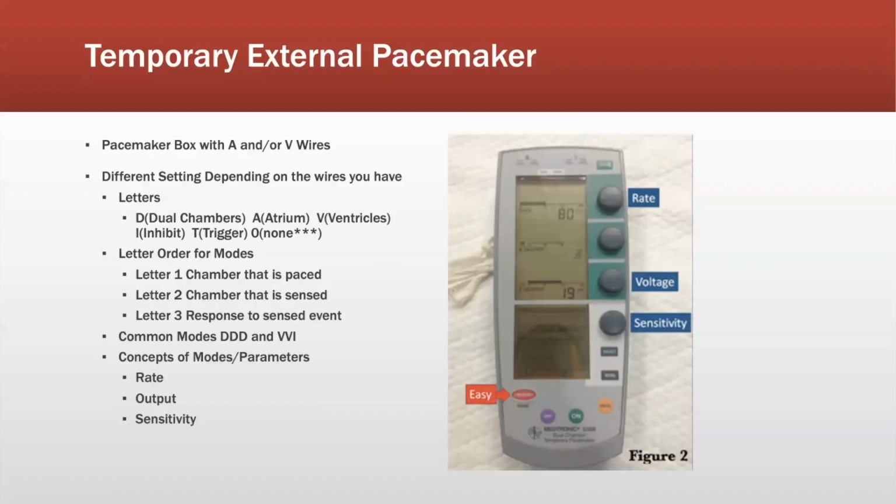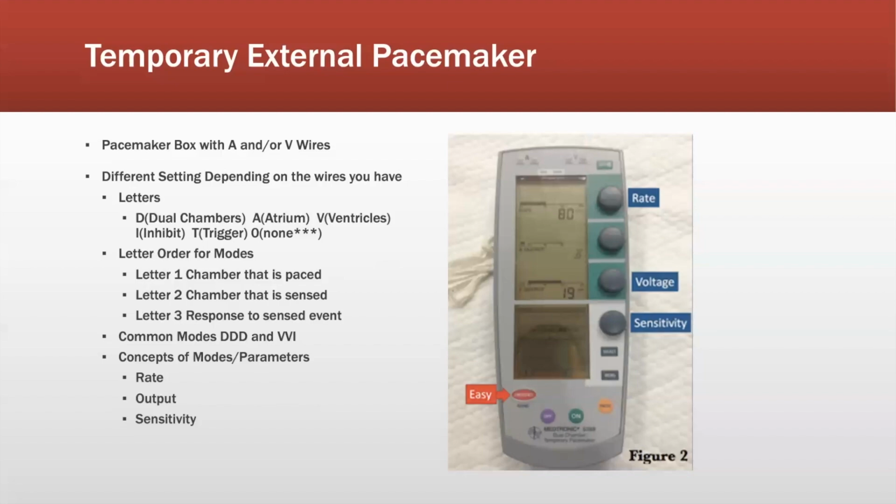You have your rate, which is what you want your heart rate to be going on the pacer. Then you have your voltage or the output, and then you have your sensitivity. So there's a lot more that goes into these pacemakers aside from just this one slide. But whenever you have the opportunity within your own facility to get your hands on one of these, even if you're just with one of your experienced nurses, make sure it's not connected to the patient, but play around with the rate and the voltage and the sensitivity.